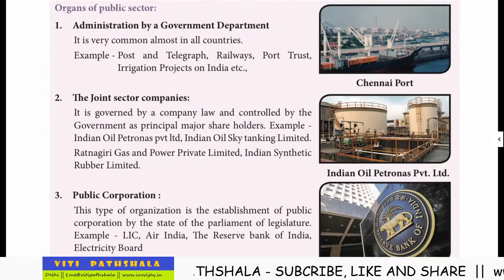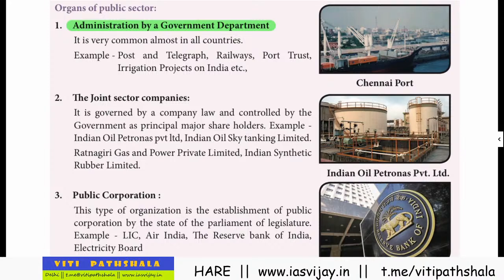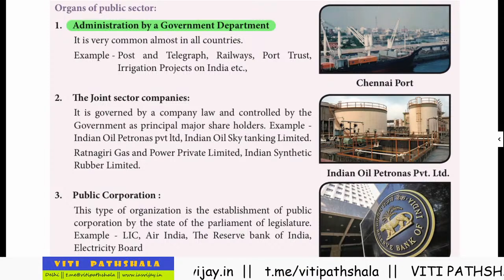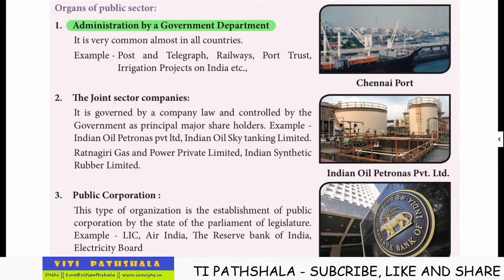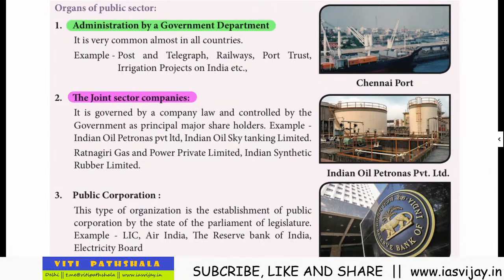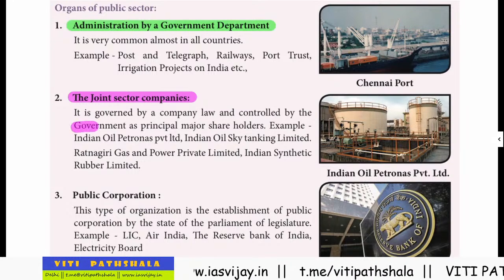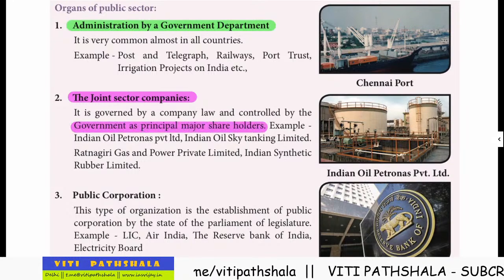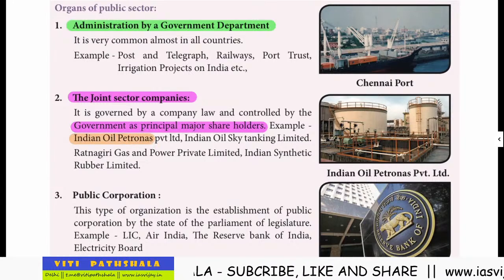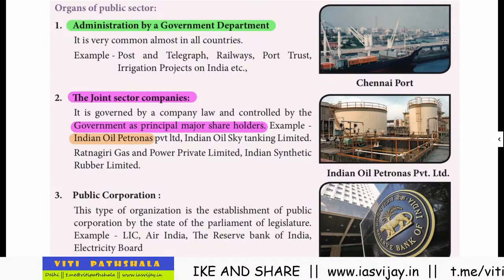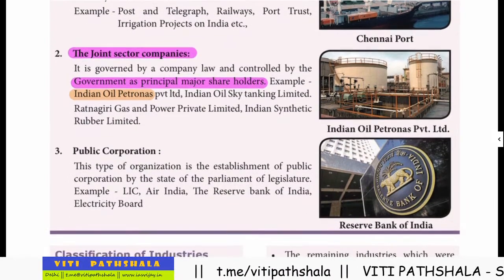Now, organs of the public sector: administration by the government department. It is very common in almost all countries. Examples: post and telegraph, railway, port trust, irrigation projects in India, etc. Then the joint sector companies. Now, it is governed by company law and controlled by the government as the principal major shareholder. Examples of this are Indian Oil Petronet Private Limited, Indian Oil Skytanking Limited, Ratnagiri Gas and Power Private Limited, and also Indian Synthetic Rubber Limited.